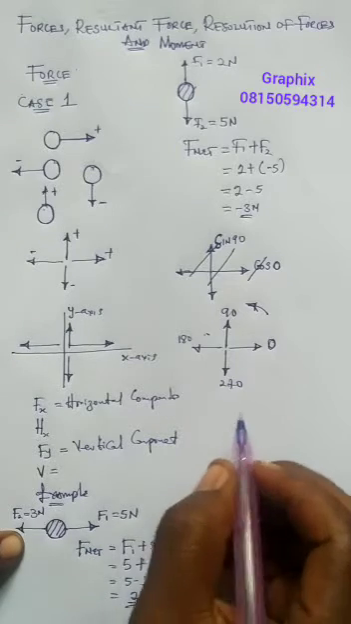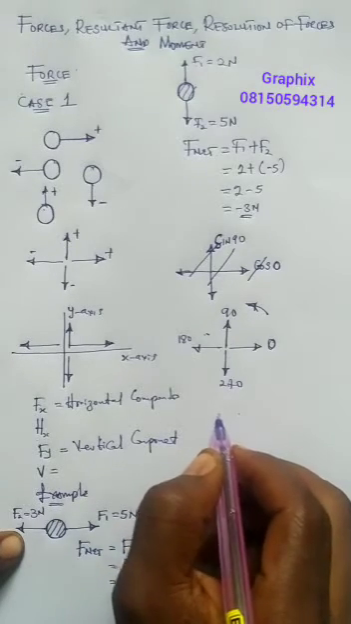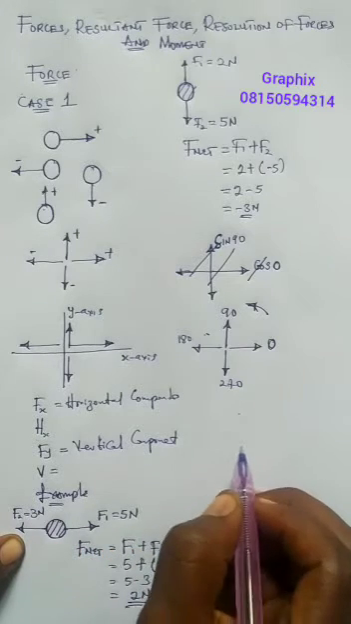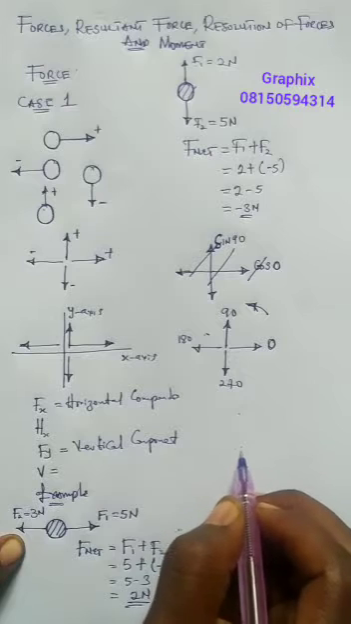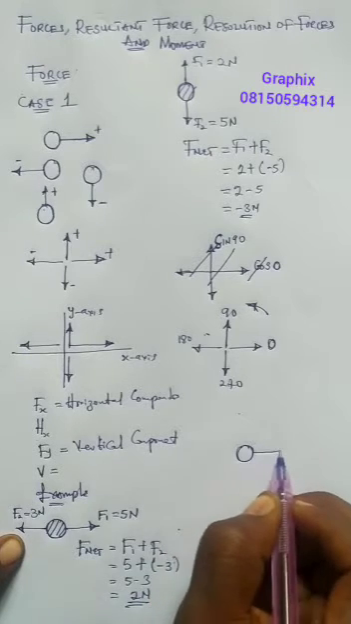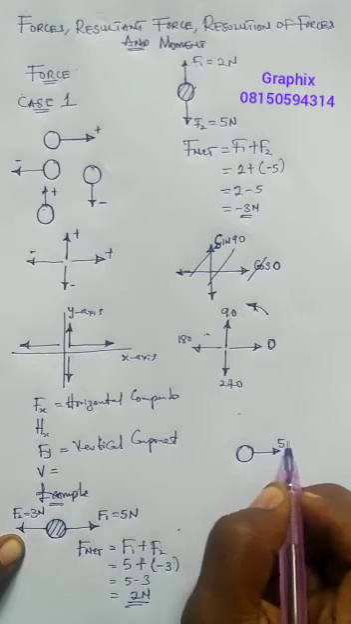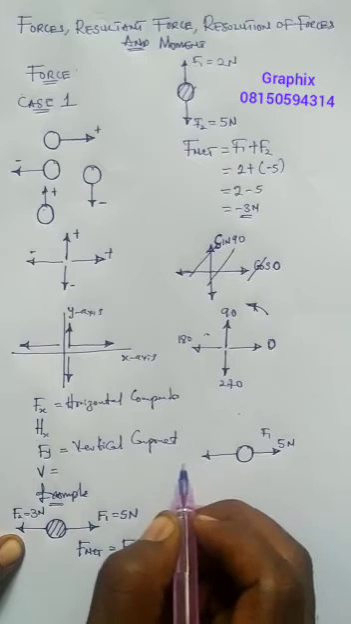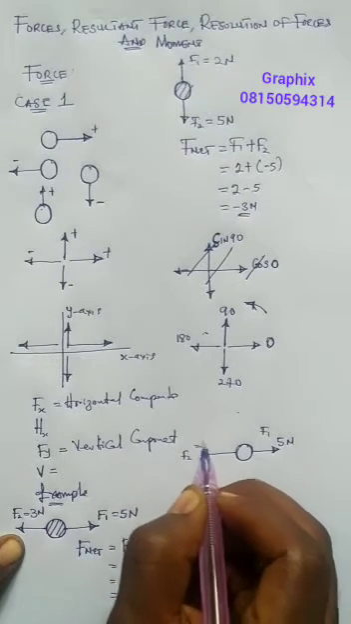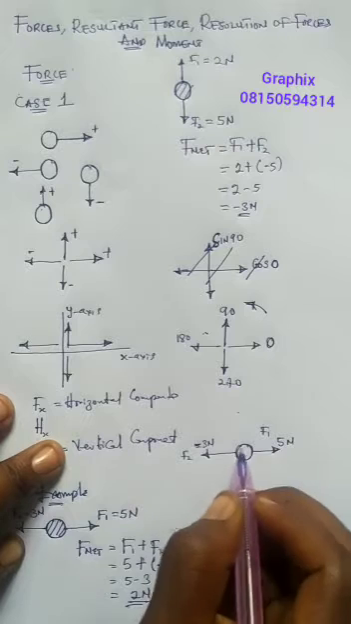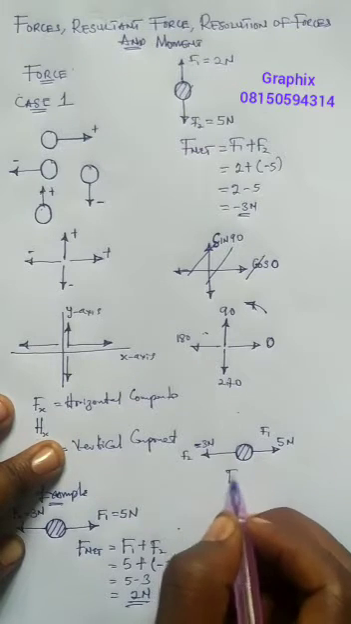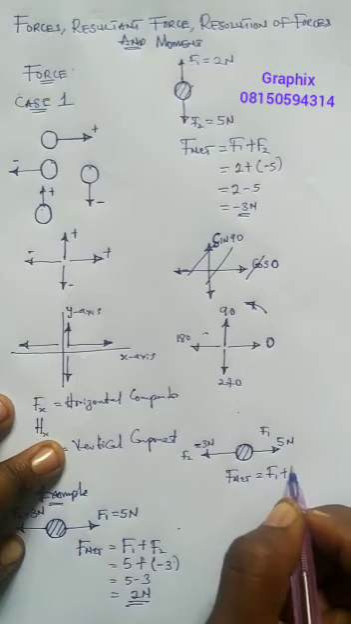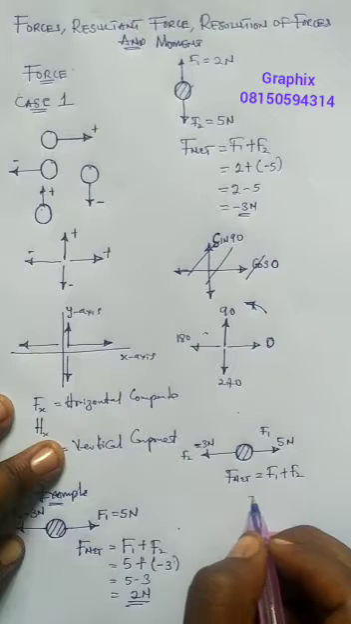Now let's take this same example here. We have a ball that is pulled with 5 Newton. That is F1. And simultaneously someone else is also pulling it with 3 Newton. Are we good? Now my net force will be equal to what? F1 plus F2.